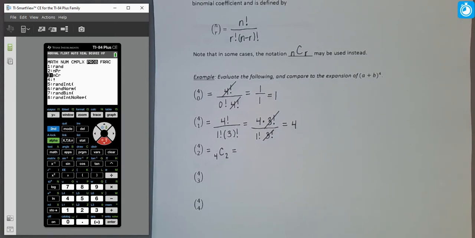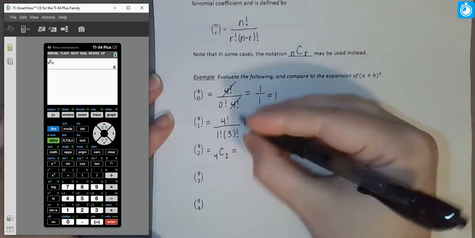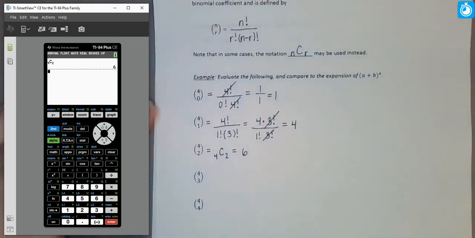So I'm going to highlight that, and I'm going to press enter, and notice it gives me a box to type in the first value and a box to type in the second value. So I'll type in my 4 for the first value, and then I'll use my arrow to go over to the second box, and then I'll type in my 2. And then of course I can hit enter, and that's going to give me the value 6.